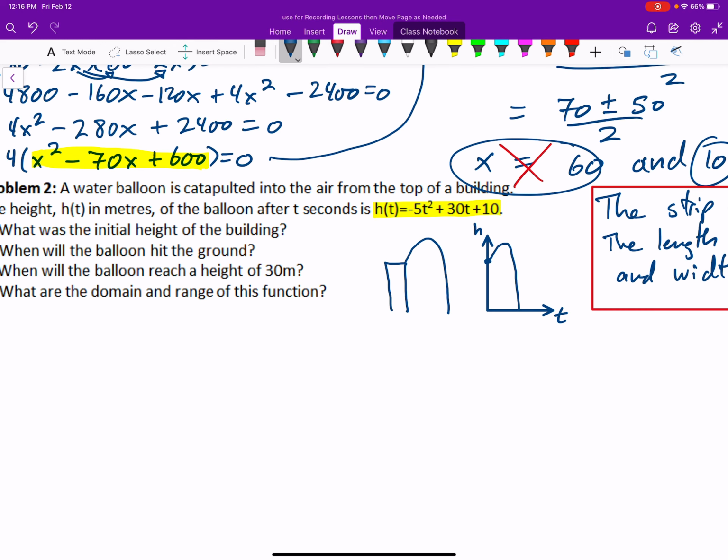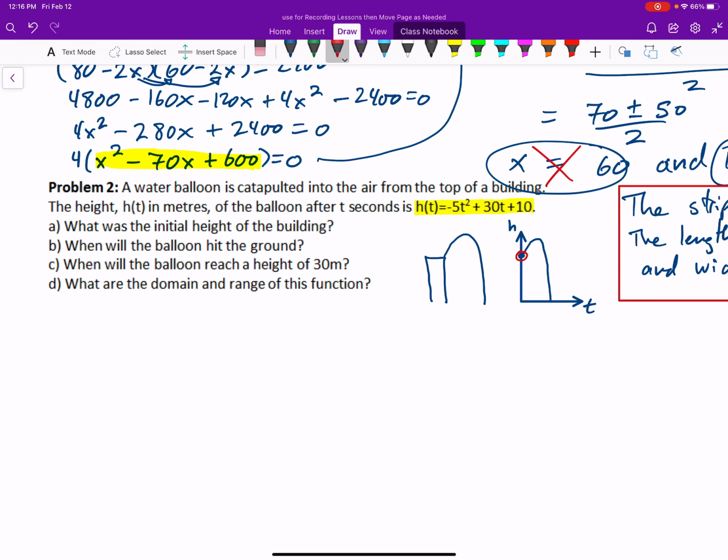Well, the height of the building is going to be wherever it was launched from. It's going to be my h-intercept. You may recall that when quadratics are in standard form, the c value is my y-intercept, or in this case, my h-intercept. So I can tell just from looking at the equation that the height of the building was 10 meters, from the c value. Another way of explaining that is that when this starts, t is 0, we're at the height of the top of the building at 0 seconds. If you put 0 into that equation and found h at 0, you'd find that h at 0 equals 10.